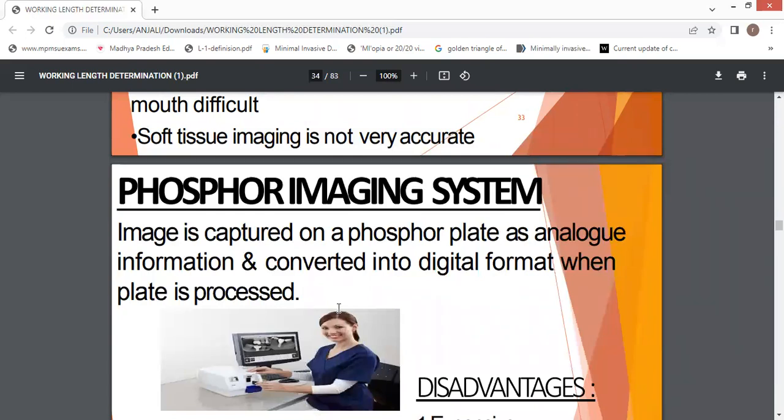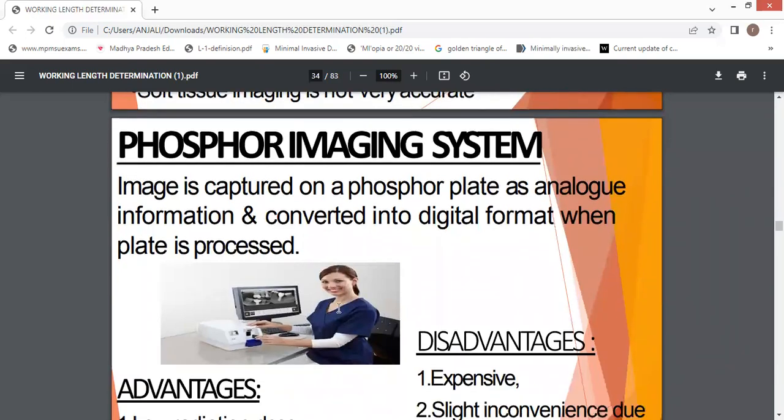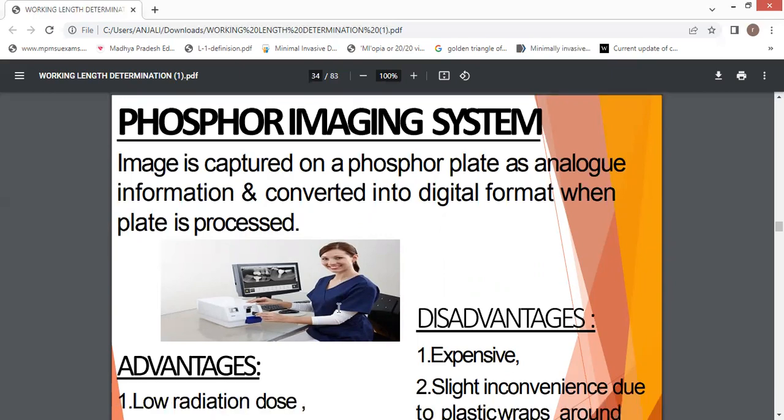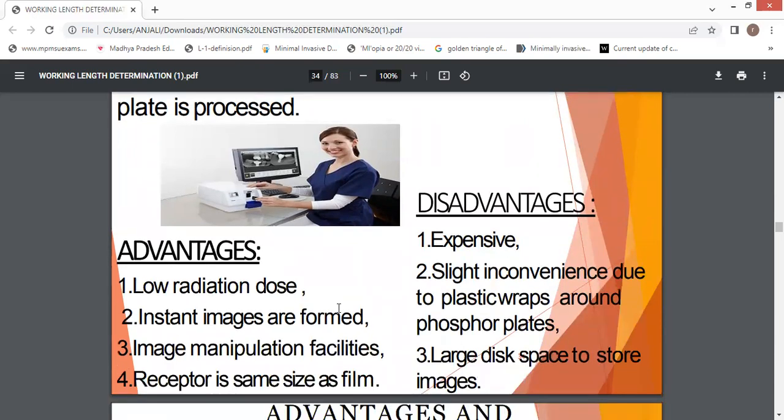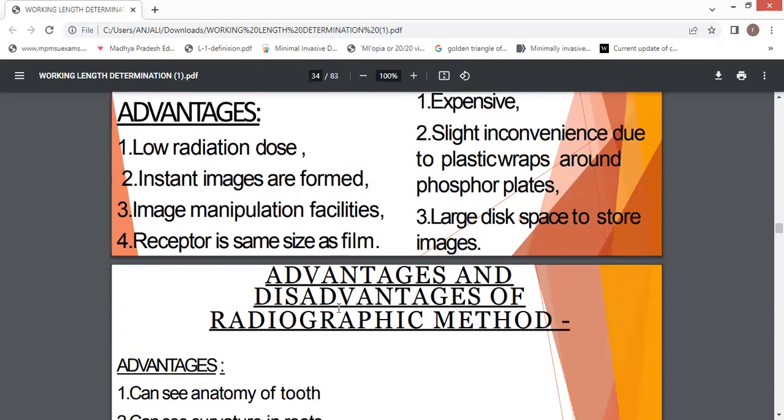Phosphor imaging system. Image is captured on a phosphor plate as analog information and converted into digital format when plate is processed. Advantages: low radiation dose, instant images are formed, image manipulation facilities, receptor is same size as film. Disadvantages: expensive, slight inconvenience due to plastic wraps around phosphor plates, large disk space to store images.